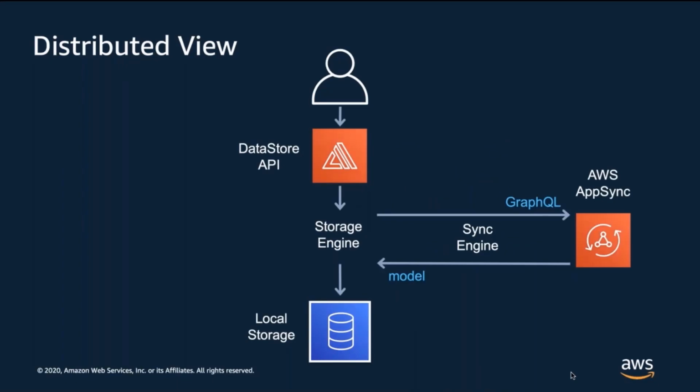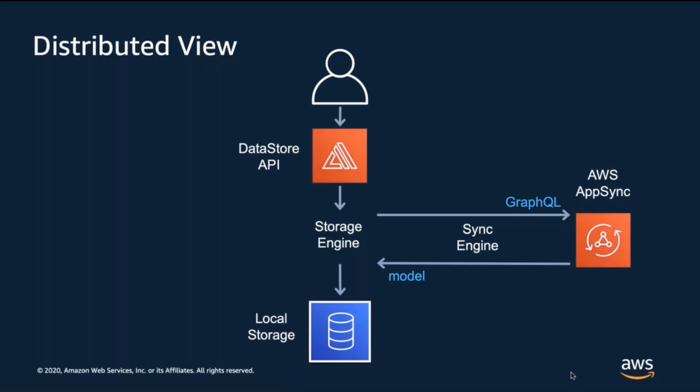So this is a little more detailed view of what's going on, right? The developer still sees the DataStore API, but the libraries themselves and Amplify have 2 engines that it uses to coordinate all of this data. The first is the storage engine, which abstracts the API from local storage. You're actually free to use DataStore as a local data API if you want to. You don't have to connect it to the cloud. You can also plug in your own storage implementations using the storage engine. So it's pretty flexible that way.